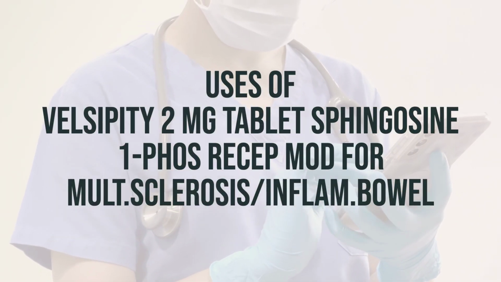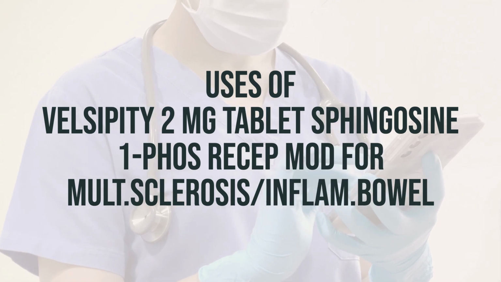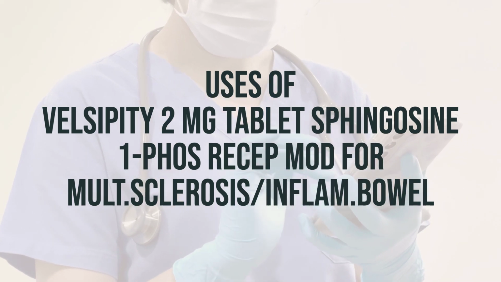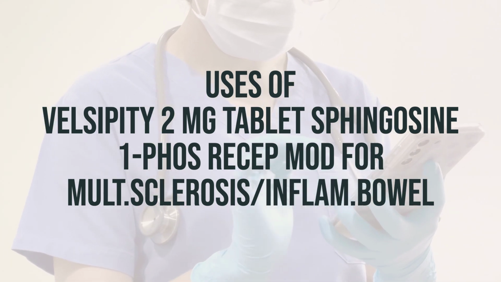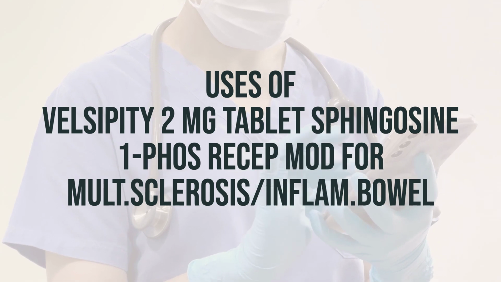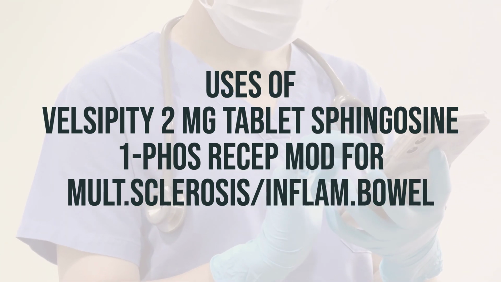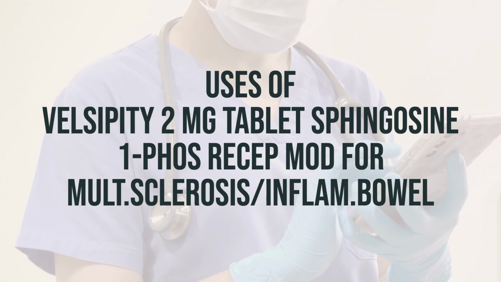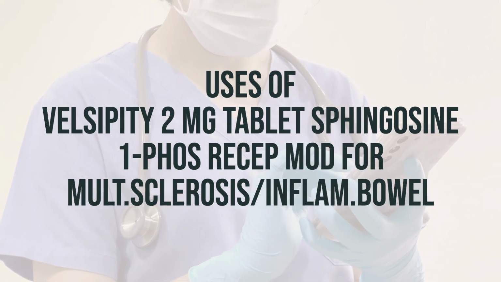Velsipity 2 mg tablet is used to treat a bowel disease called ulcerative colitis. It helps to decrease symptoms such as diarrhea, rectal bleeding, and stomach pain. The recommended daily dosage is 2 mg, and it is important to take the tablet at the same time every day.